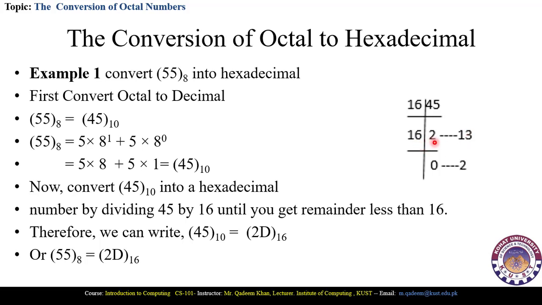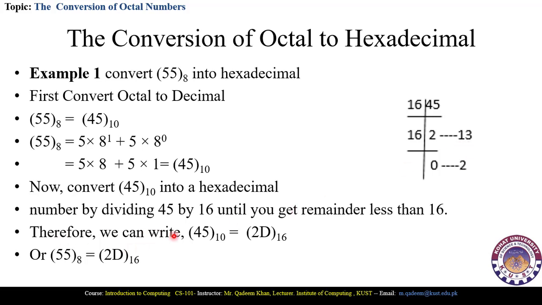Now when we divide 2, we cannot divide that, so that will be 2 13. Or when we divide 2 by 16, we will get the quotient 0, and the remainder is 2. So we can also stop our division at this point. So 2 and 13. 2 is the quotient, and 13 is the remainder here. But 13 is equal to D, because we have no 13 in the hexadecimal. We have A, B, C and D values here. So A for 10, B for 11, C for 12 and D for 13 here.